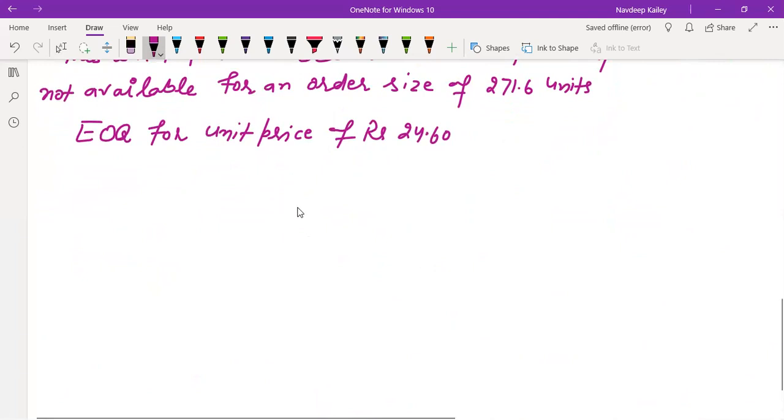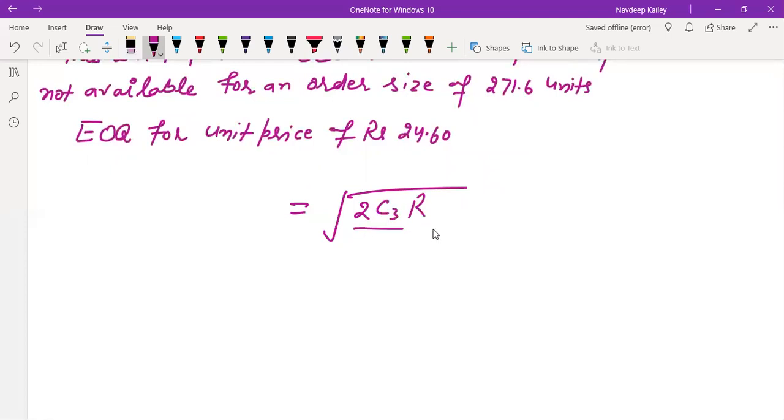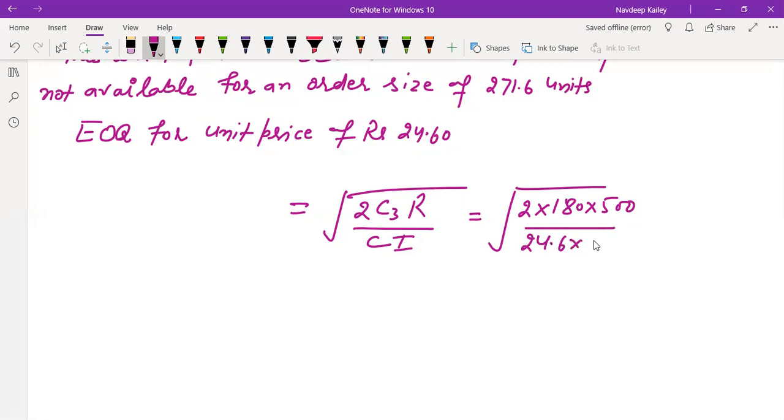This is also calculated in a similar way, equal to square root of 2C3R upon capital CI, which is equal to 2 into C3 is 180, R is 500, capital C is here 24.6, and inventory is 0.10. After calculation, we will get 270.5 units. This is also infeasible.